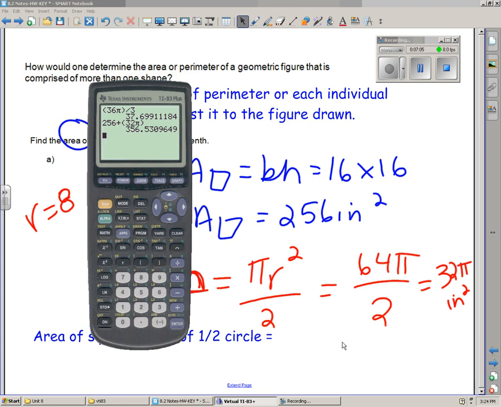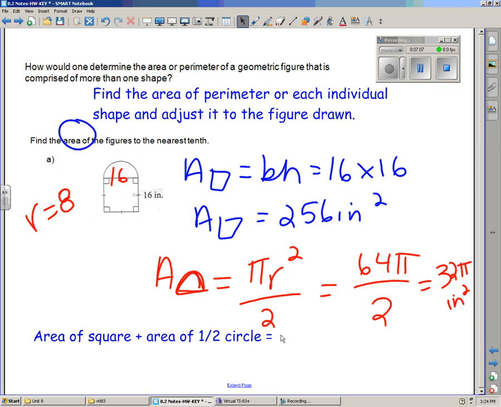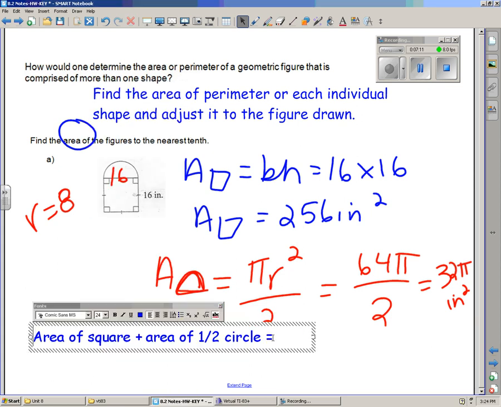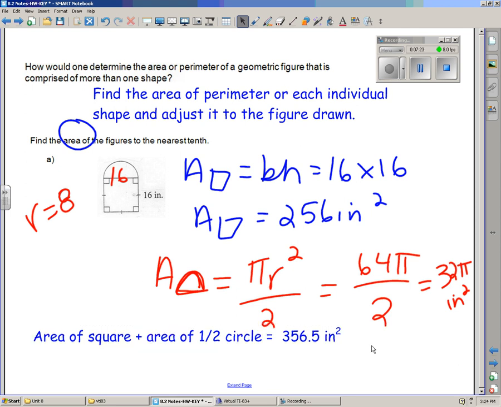356.53. We're going to round to the nearest tenth, so it's going to be 356.5 inches squared. This has to be squared, and there's your answer. Okay, so we've got the answer right here. Make sure that's good before we go to the next one.